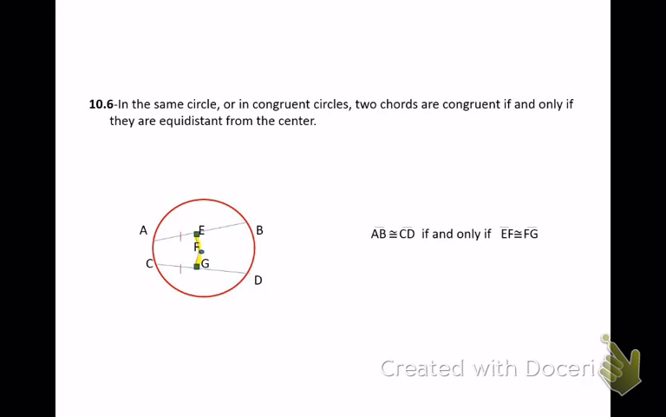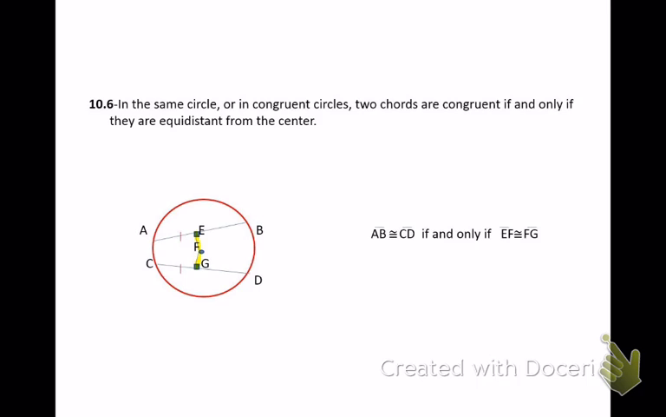Another theorem, and there's a bunch. But we're still talking about chords. Two chords are going to be congruent in the same circle or in congruent circles. Again, we have to be in a circle or two circles that are the same size. Otherwise, all bets are off, because circles are curved. But anyway, two chords are going to be congruent if they are the same distance from the center.